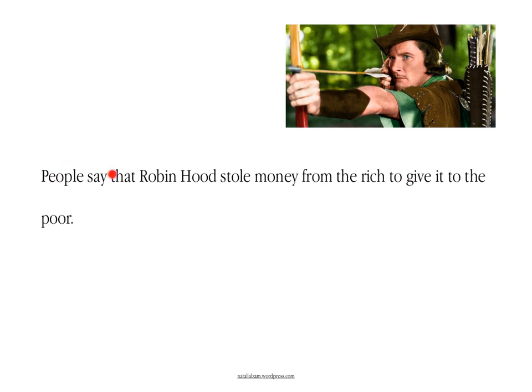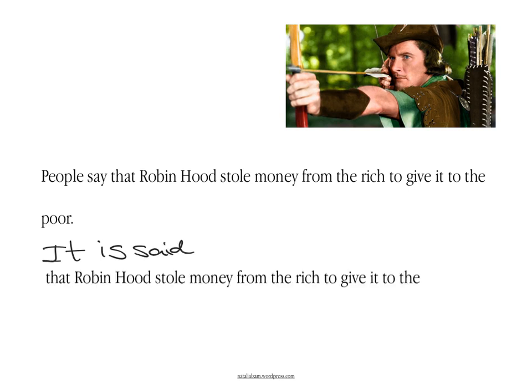So, for example, people say now that Robin Hood stole money from the rich to give it to the poor. So, because this action, the second action, the action that is thought, believed, etc., happened first, and now people say, or now people believe, we need to make some changes. Again, you could say, it is said that Robin Hood stole money from the rich to give it to the poor.